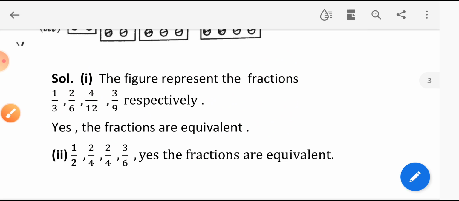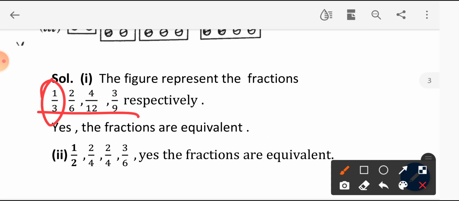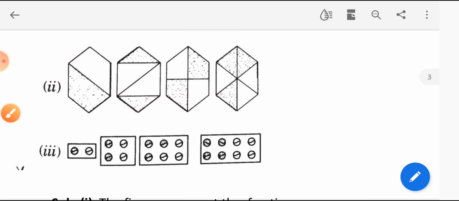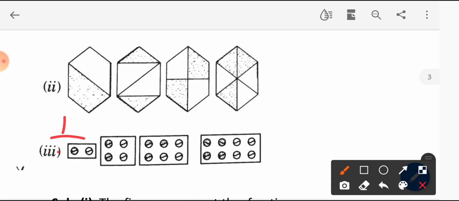Here all fractions are equal to 1 by 3 only. So easily we can say that yes, all the fractions are equivalent fractions. Same here, you have to find the second one. In the second one, 2 parts are given. 1 is shaded. It means it can be written as 1 by 2.